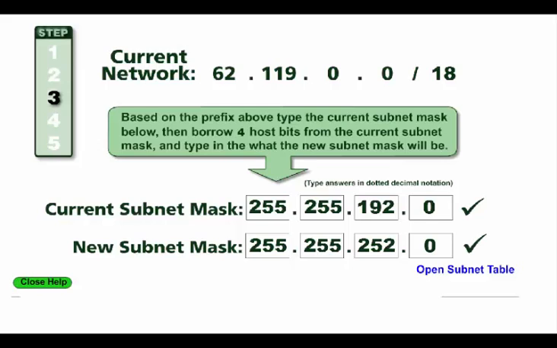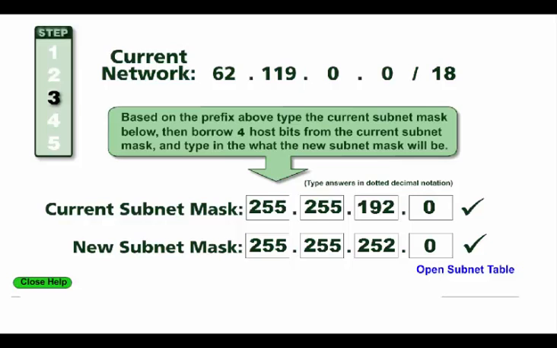If you've done this correctly, you should now see a green check to the right of both the current subnet mask and the new subnet mask. If this is the case, congratulations! Go ahead and click on the Next Step button. If you see a red circled check for either of your answers, then that answer is incorrect, and you need to rework your answer. Review this video again if you need to until both answers are correct and you see 2 green checks.